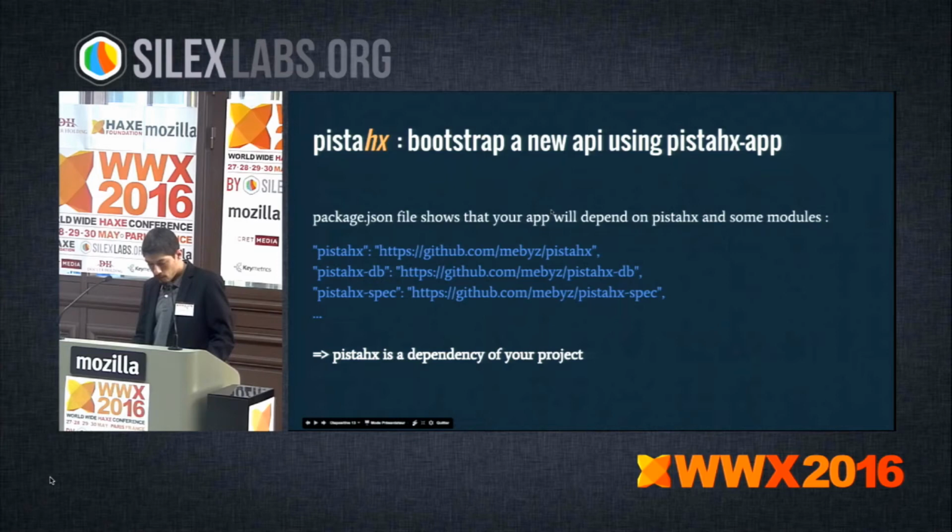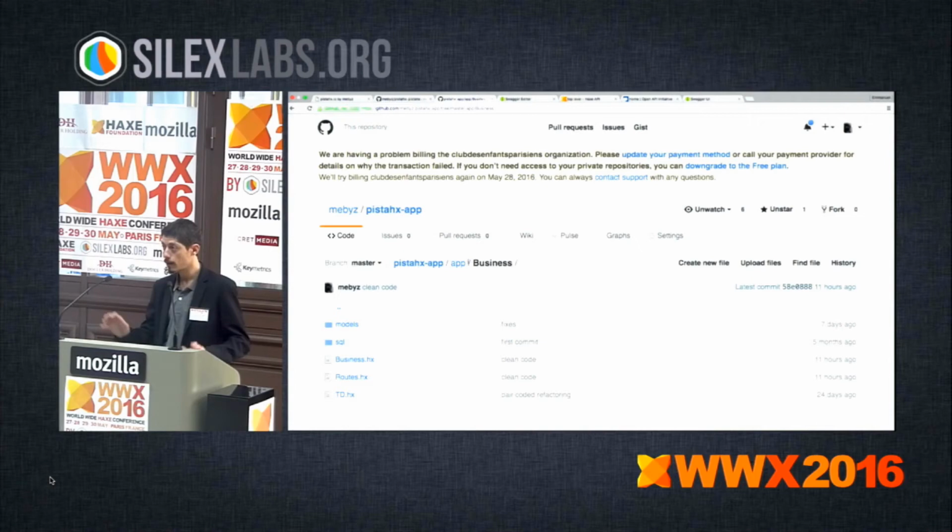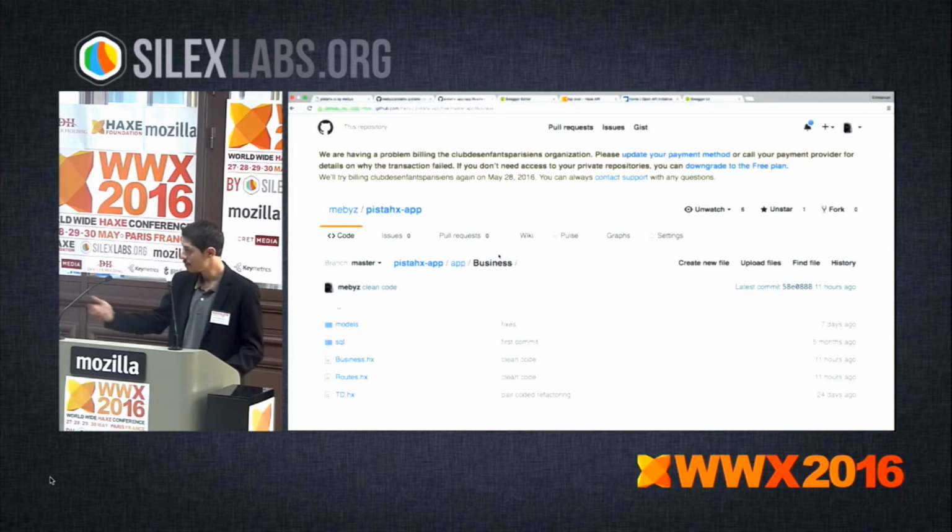This demo app you saw, if we open the package.json file, you will see that the app depends on pistahx and pistahx modules. I show you this because I need to tell you that pistahx is and will stay a dependency of your project. It's an open source project, but your app is independent of it, and it just uses it as a dependency in your project. So this is why the application itself is really, really compact and will stay compact. All your business code will stay here, and there is no link between the technology and your app. Of course, the technology will run your app, but there is no leaks.